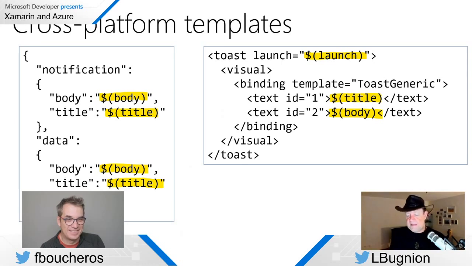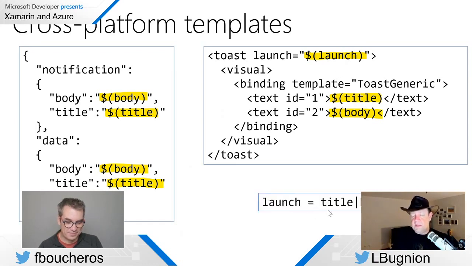Yeah. And the launch, we're going to have to decode it. So like I said, I want to have the same data given to the application and to the toast, and so I'm going to say, well, the launch is going to be under the form title, separation, body, and this separator here is just one character.